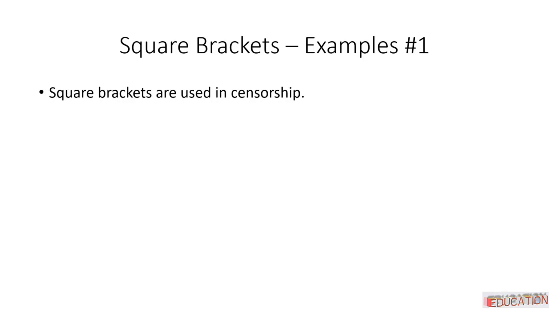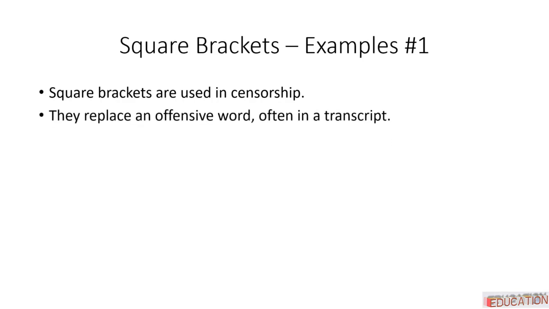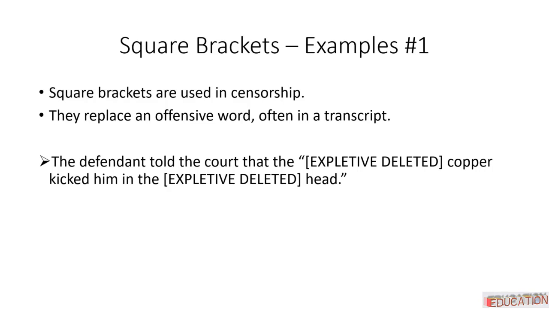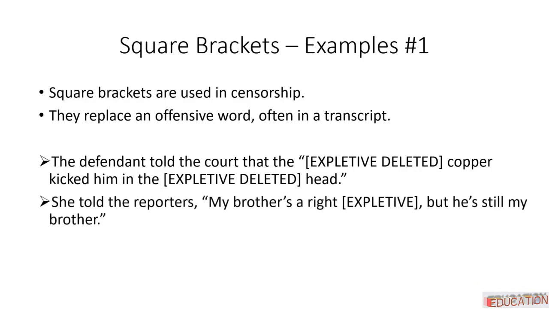So here's how we use square brackets in censorship. They replace an offensive word, usually in a transcript. The defendant told the court that the [expletive deleted] kicked him in the head. So obviously he used some bad words, and these have been replaced with [expletive deleted], or sometimes they omit the word deleted and just write [expletive]. That's in the written form. Obviously when we say it, we beep it out. Or she told the reporters, my brother's [expletive deleted] alright, but he's still my brother.